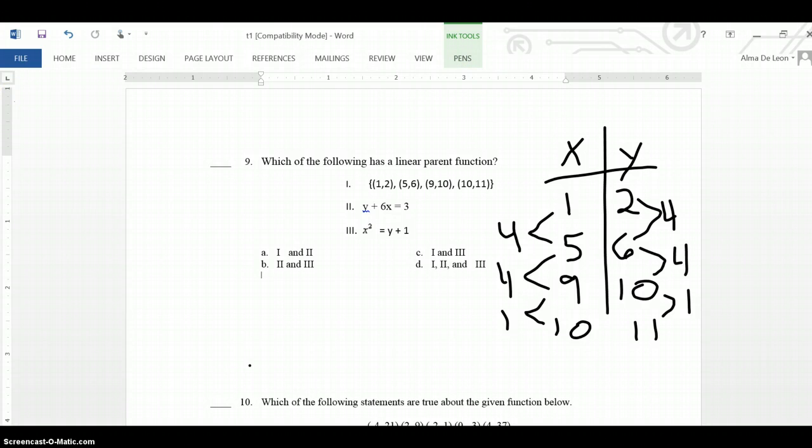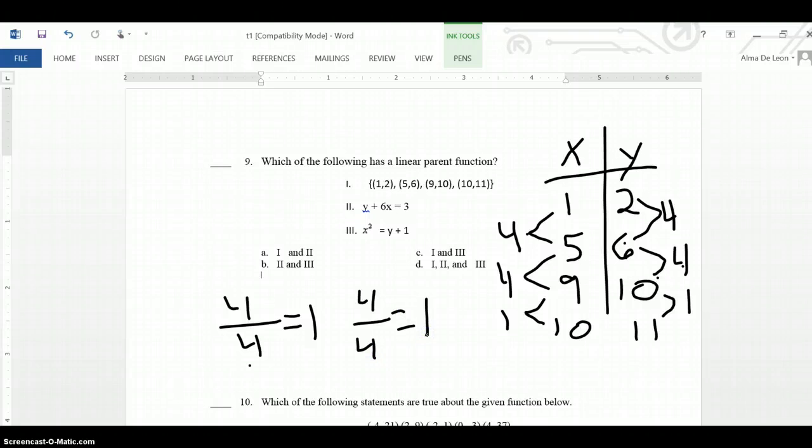And so, to find the rate of change of these first 2 points, we're going to do the change of the y, which is 4, over the change of the x, which is 4, which is going to give me 1. To find the rate of change of the second and third points, I'm going to do the change of y, which again is 4, over the change of the x, which again is 4, which is 1.